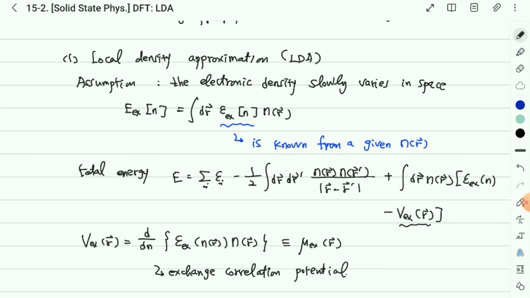This LDA is good for the electronic system with homogeneous charge distribution, because it assumes that the electron density slowly varies in space. And even though it considers the exchange energy, the exchange interaction should be very small. But there are many other cases. Therefore, we should adopt different assumptions.